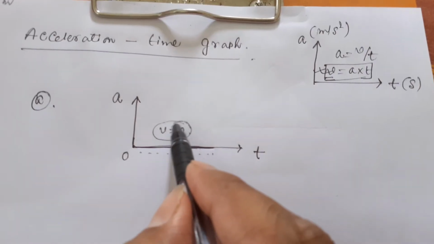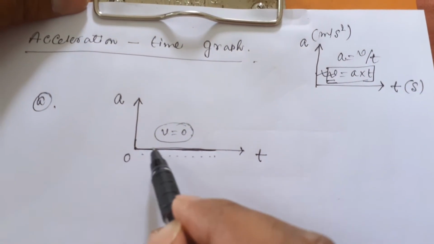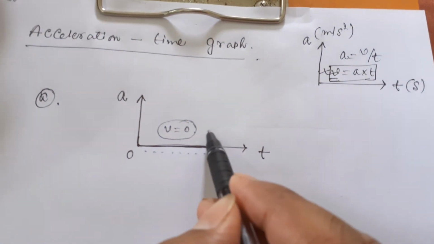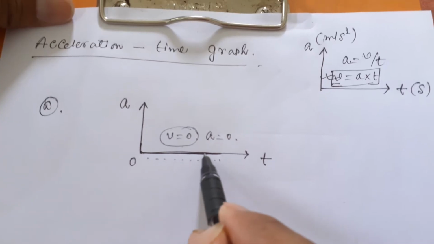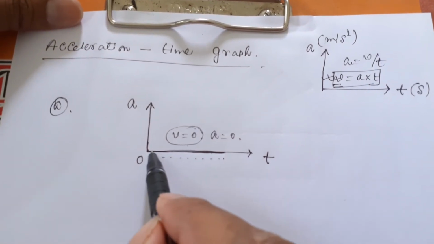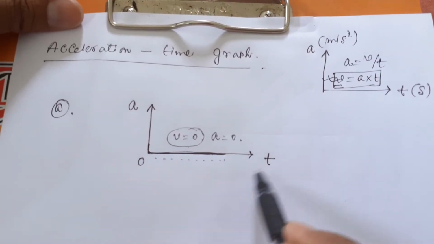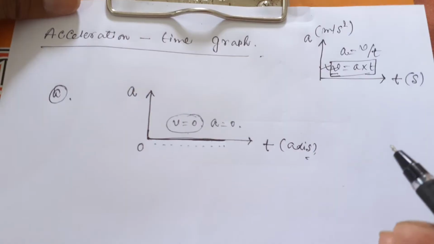If the displacement is 0, that is a different matter, but when the body is in a stationary condition, the velocity of the body will definitely be 0, so acceleration will also be 0. So that graph will not go up on this side. It will always coincide with the time axis. This is the time axis. So this is the first case.